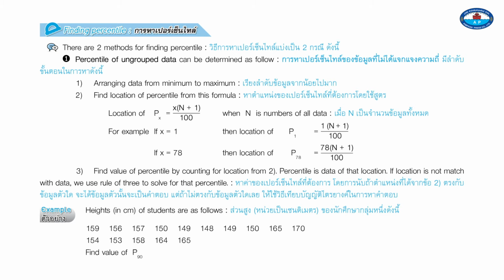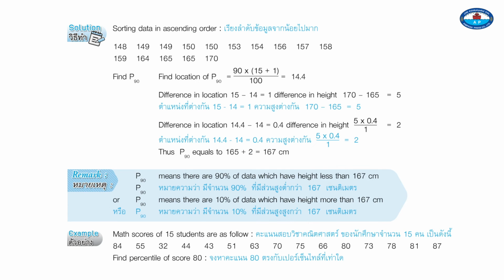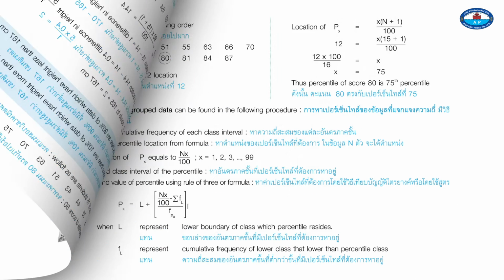Example. Heights in centimeters of students are as follows. Example. Math scores of 15 students are as follows. Find the percentile of score 80.